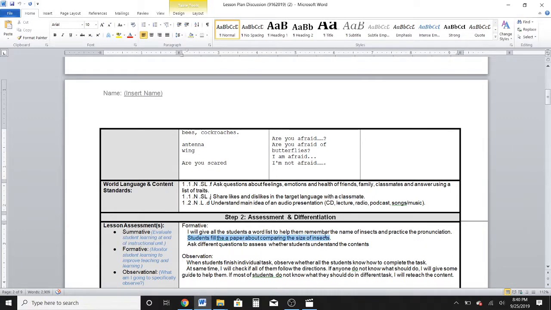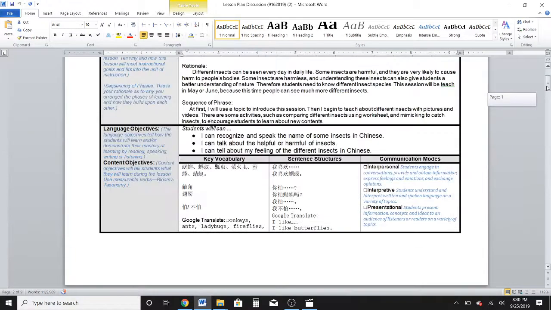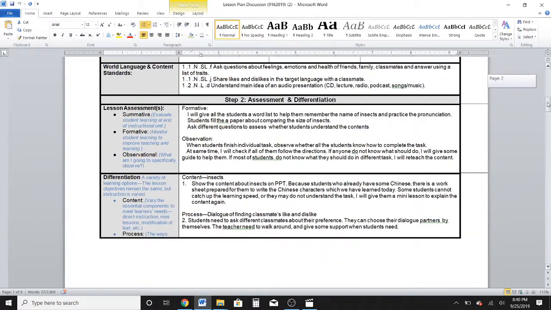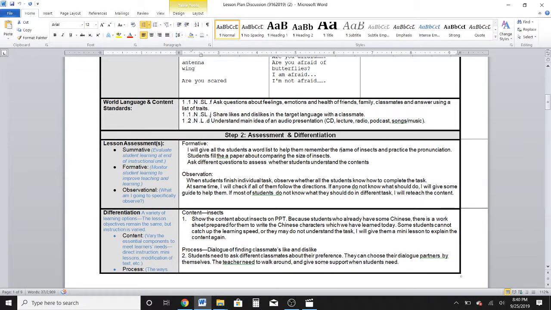Students fill out a paper comparing the size of insects. I don't see anything about size here. That's a problem. So this is not good. I'm going to strike through that.